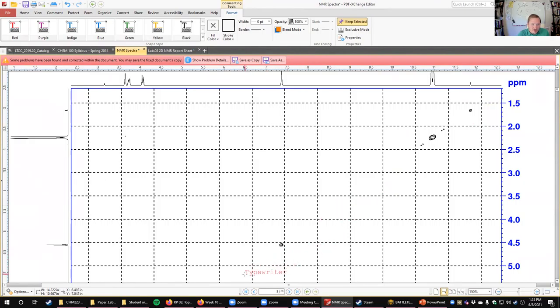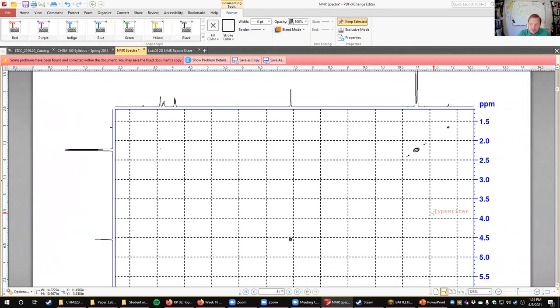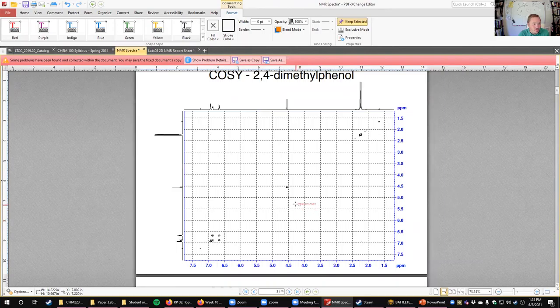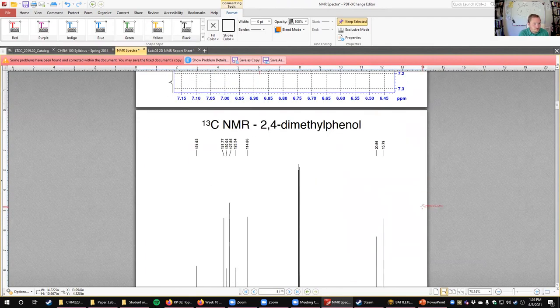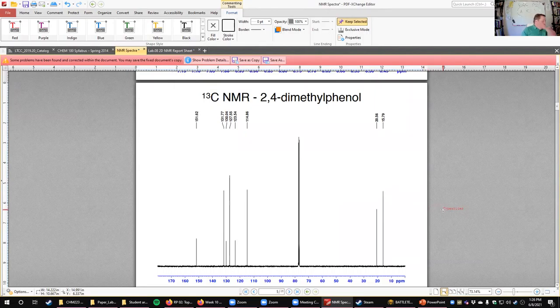And then there's not really much else on the COSY. If you look at the rest of the COSY spectrum, it's all just right on the diagonal, so there's nothing really all that useful there. We're only interested in COSY when you get something off of the diagonal.